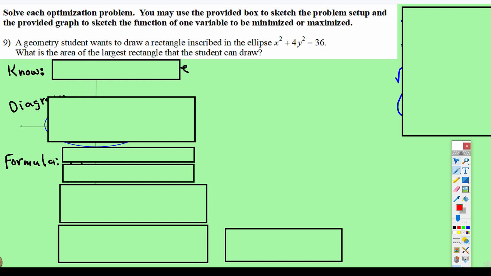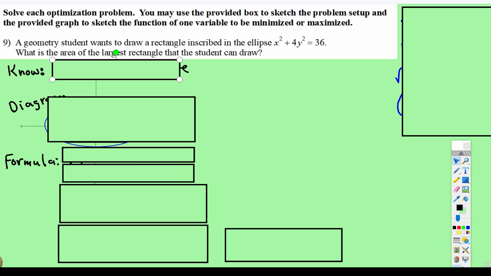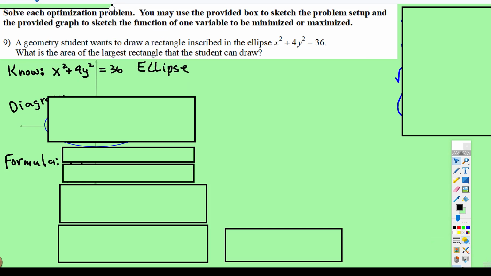There's a lot of different ways that you can draw an ellipse, right? I mean, that's a specific ellipse, so that draws itself. But what is the area of the largest rectangle that the student can draw? So this is what we know. We know that that's what the ellipse is. That's essentially it. But because I don't want to deal with x's and y's, I'm going to take the time to figure out what y equals.